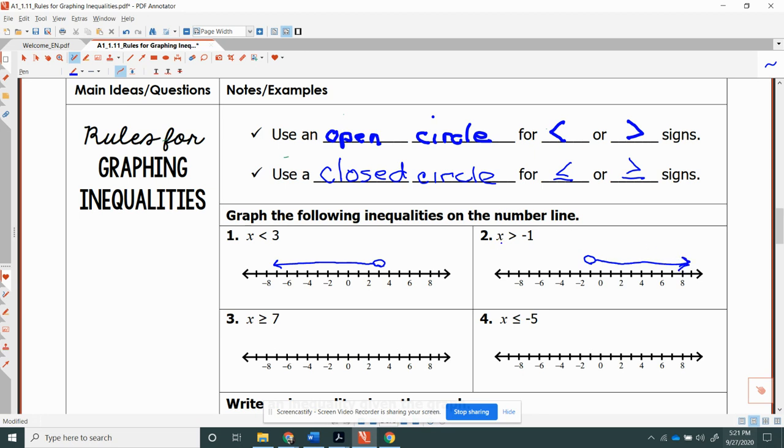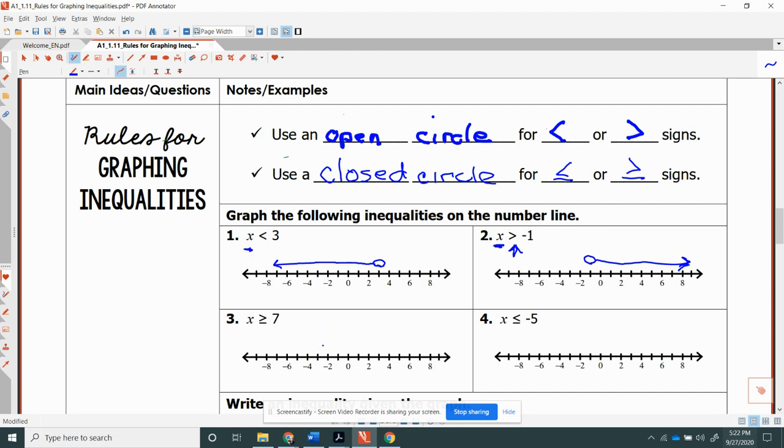Now, here's a little trick for you. If your variable is on the left of the inequality sign, always graph in the direction of the inequality sign. So if it points to the right, you'll graph to the right. Going back to number 1, and this only works if your variable is on the left, like we read from left to right. So if your variable is on the left, we graph in the direction of the inequality sign.